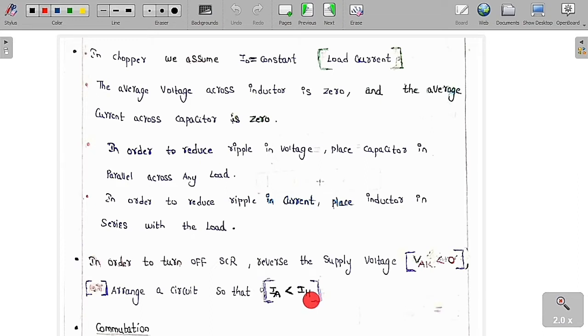Therefore, if you want to turn off the SCR, try to make VAK less than 0, or simply reduce the anode current below the holding current. By either of these two measures, we can confirm that the SCR is going to get turned off. So in order to turn off the SCR, reverse the supply voltage, which is VAK less than 0, or arrange the circuit so that IA is less than IH.